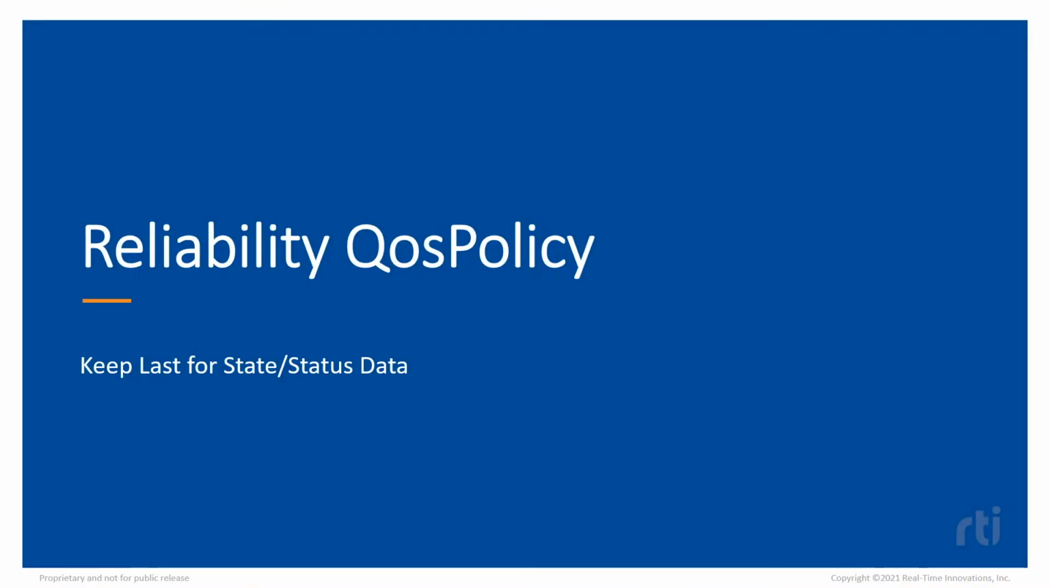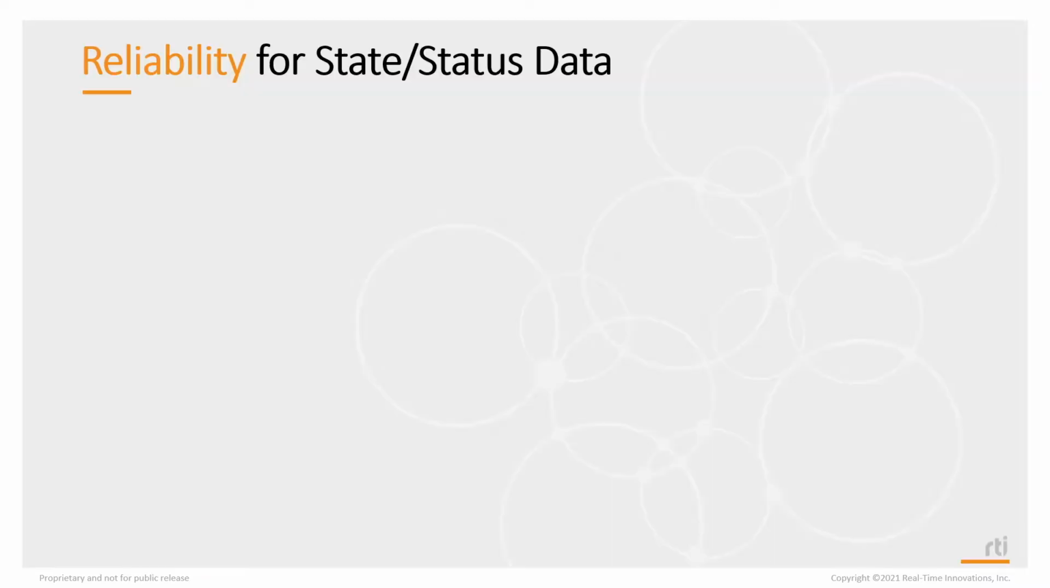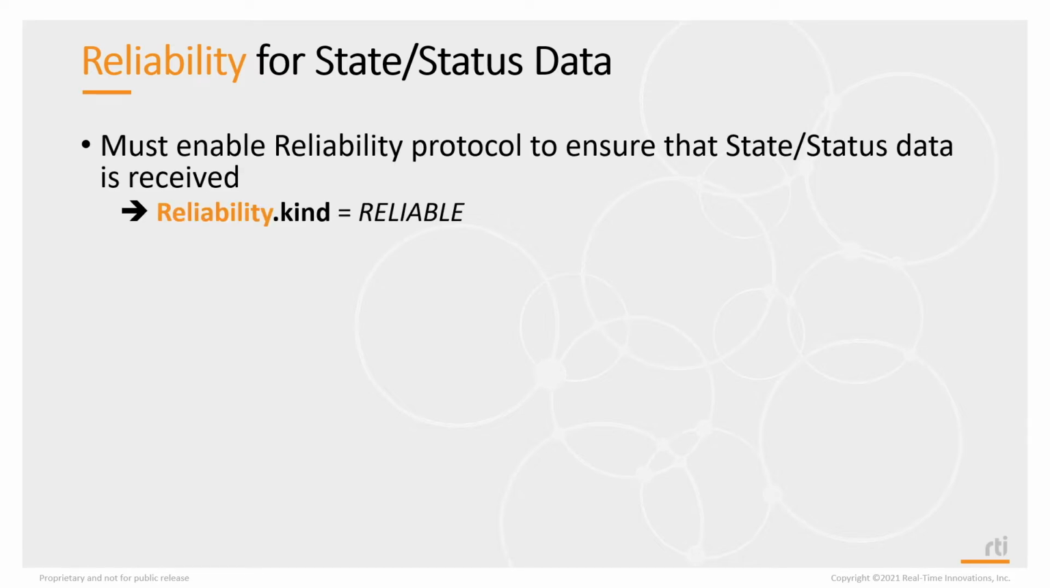So let's take another look at the reliability QoS policy. In this case, we're going to look at it in terms of how to deliver state or status data. So, reliability for state or status data. First, for state or status data, you are going to want to enable reliability. Basically set the reliability kind to reliable.